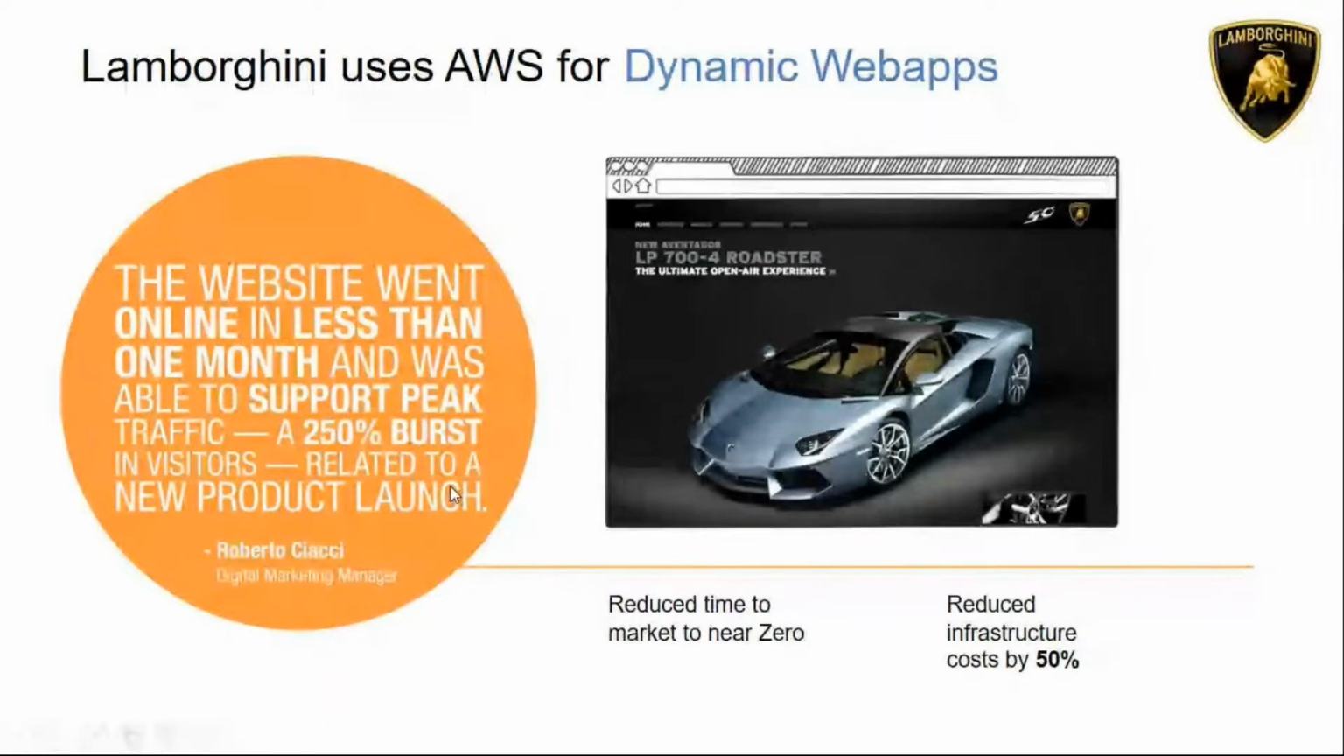These are the words from their digital marketing manager, that the website went online in less than 1 month and was able to support a peak traffic that is a 250% burst in visitors related to the new product launch. So this is their wording, that their website runs smoothly under AWS, and there was 2.5 times higher traffic than on normal days. So it automatically scales and automatically manages the traffic to your website.